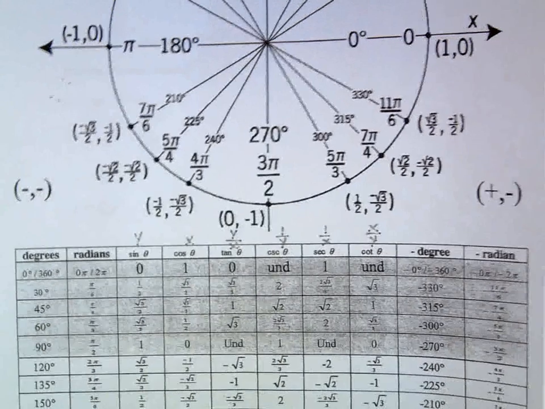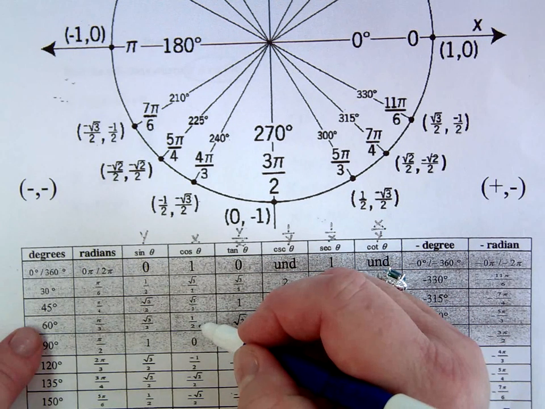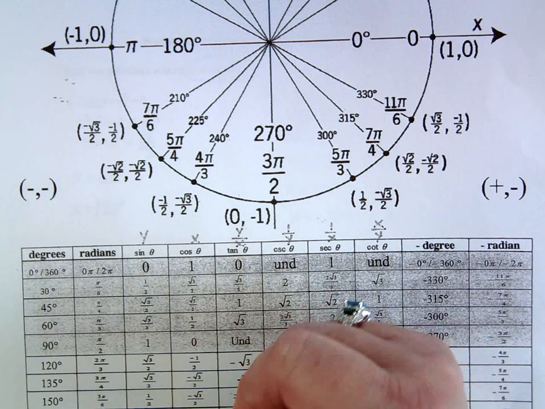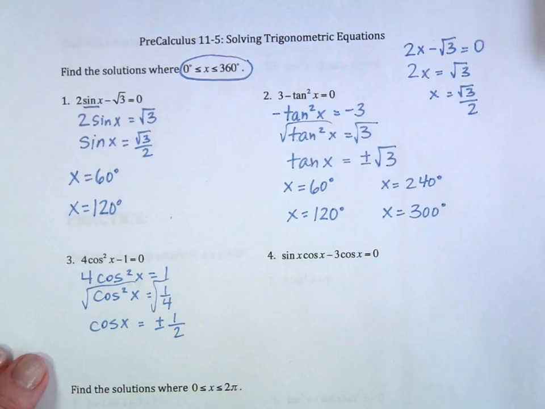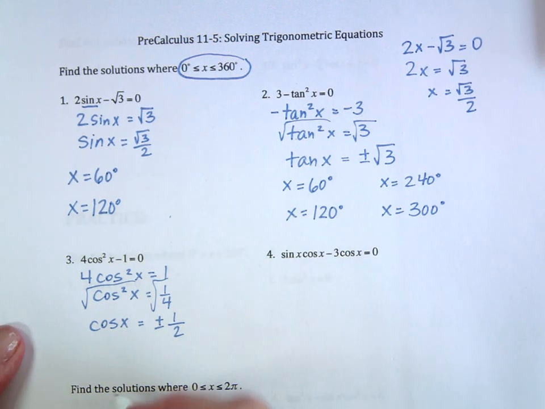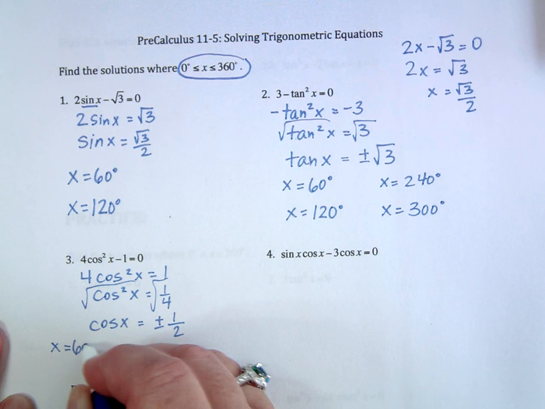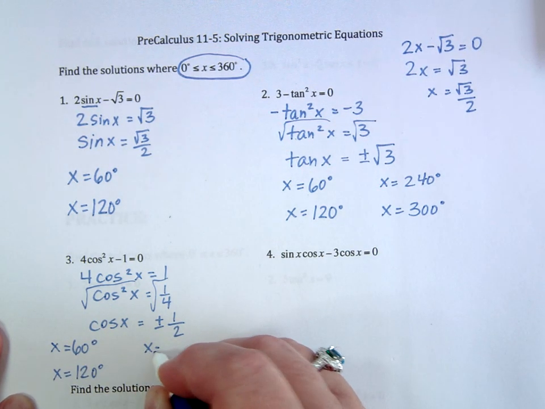Again, you're going back to your chart. Plus or minus 1/2, and the cosine is 60, 120, 240, 300. Do those numbers look familiar to you? They were the same answers you had back in the other one, even though it was a different trig function. So here we go: 60, 120, 240, and 300.